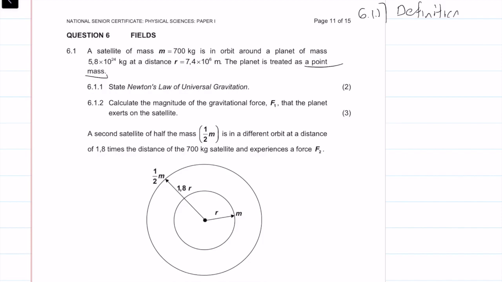Okay, so the law goes that every particle in the universe attracts every other particle with a force that is directly proportional to their product and inversely proportional to the square of the distance between their centers. Okay, so from this definition we get the equation F is equal to G, the gravitational constant, m1 m2 over r squared. Okay, and we get 2 marks for the definition.